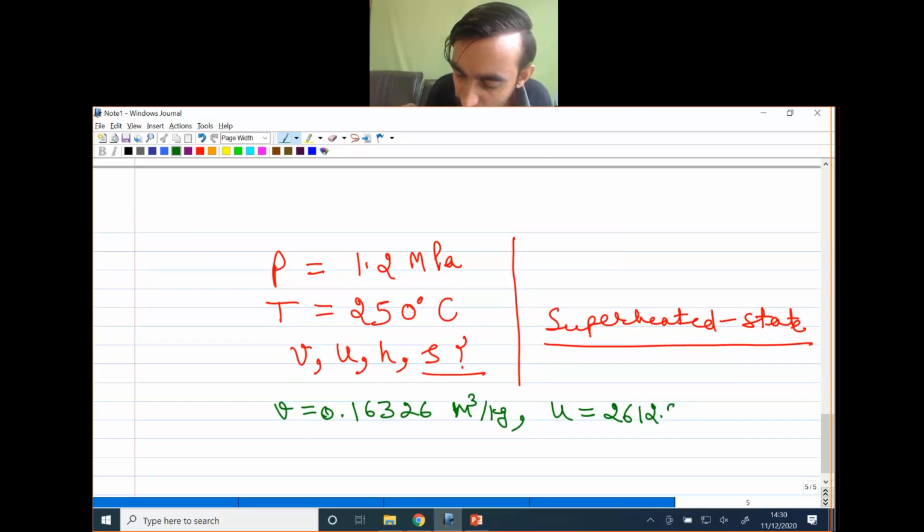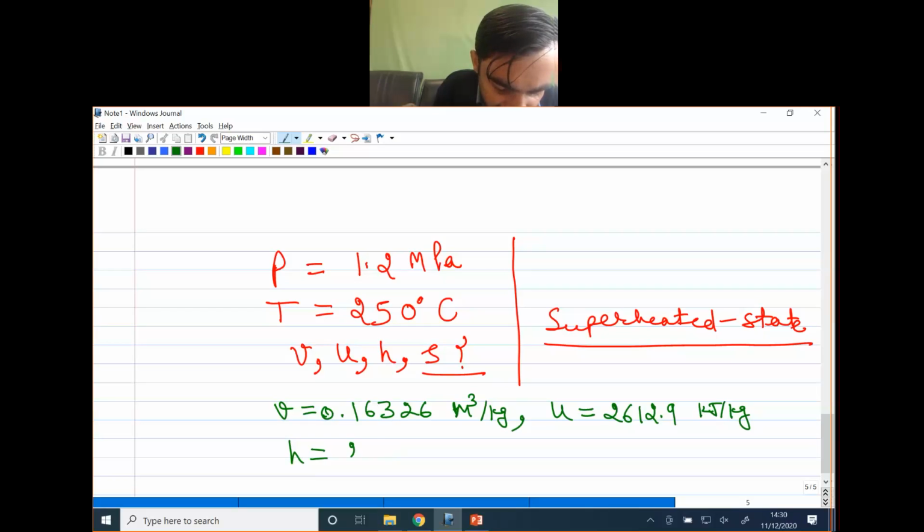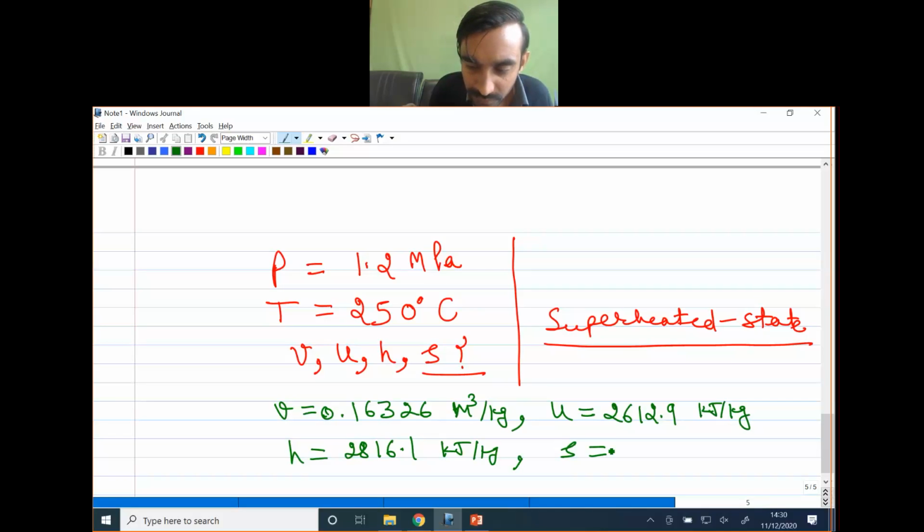2612.9 kilojoule per kg. If you find the value of enthalpy H, that is equal to 2816.1 kilojoule per kg. And if you look at the value of, yes please.